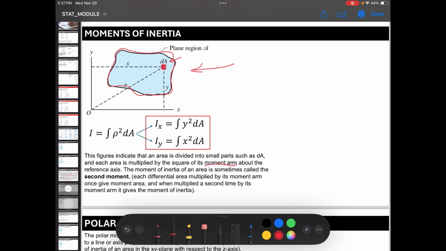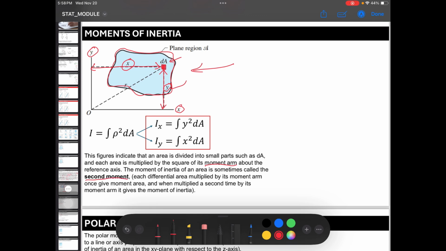Each area is multiplied by the square of its moment arm, moment arm ulit about the reference axis. So, kung ang reference axis mo is x, ano yung perpendicular moment arm niya? It is this distance depicted by the y. Kung reference axis mo is y, eto ang perpendicular mo depicted by the x. So, yun daw ang moment of inertia. It is the area times yung moment arm niya na naka-square. That's why sometimes tinatawag daw si moment of inertia the second moment.